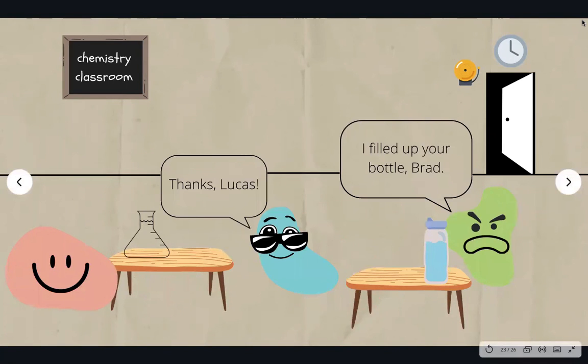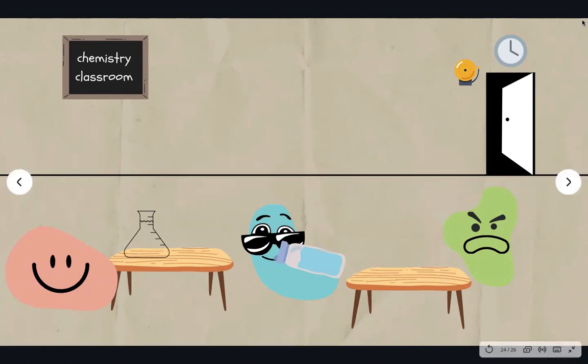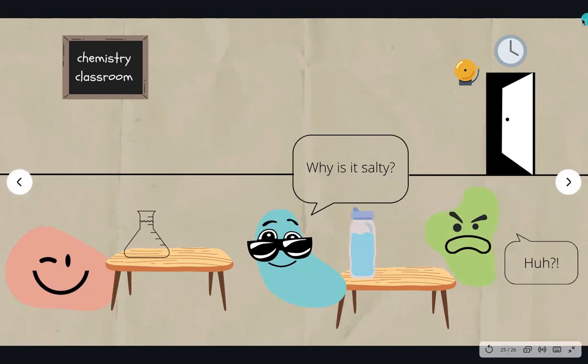Lucas walked to the water bottle and handed it to Brad, saying, "I filled up your bottle, Brad." Brad takes a sip and tastes something funny and says, "Why is it salty?" And just like that, Summer the Scientist saved the day. The end.